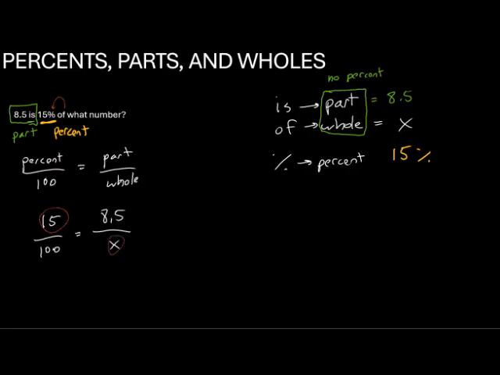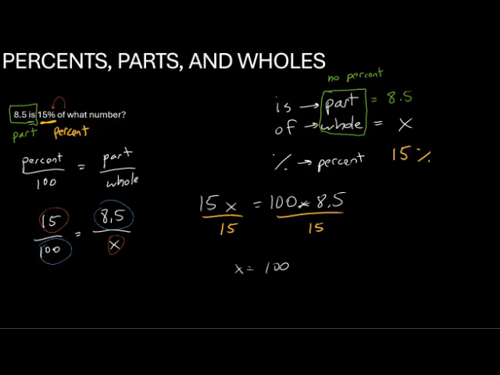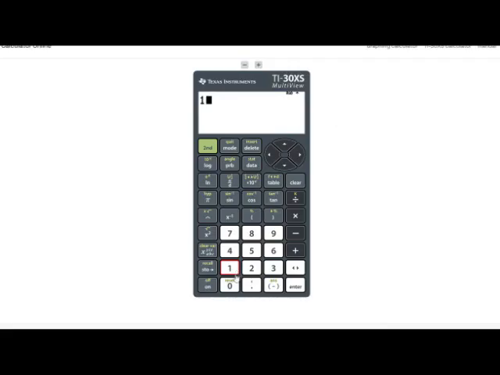We take 15 times x, place that on the left. On the right, we'll take 100 times 8.5. Then we divide both sides by 15 to get x by itself. We now have x equals 100 times 8.5 over 15. We can go to our calculator and enter this.